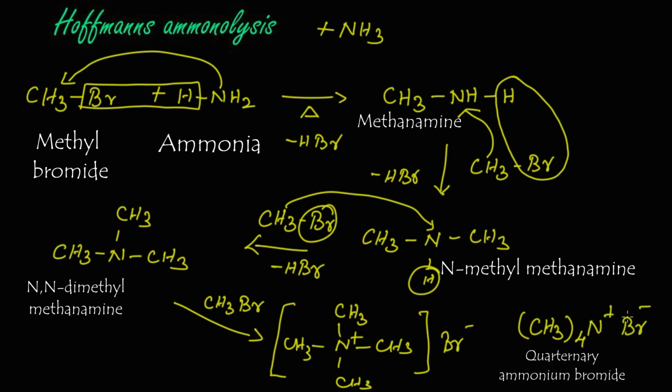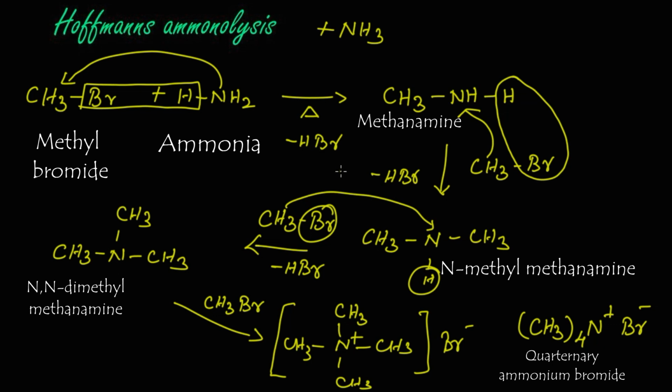Come on, let's summarize the reaction. When alkyl halide or benzyl halides are heated with alcoholic ammonia in a sealed tube, a mixture of primary, secondary and tertiary amines and quaternary ammonium salts are obtained. Actually, this is a nucleophilic substitution reaction. The halide ion of alkyl halide, here methyl bromide, is substituted by ammonia group, that is amine group NH2.